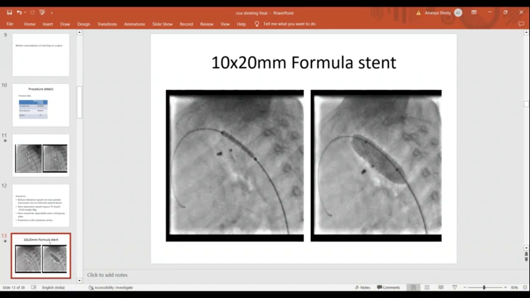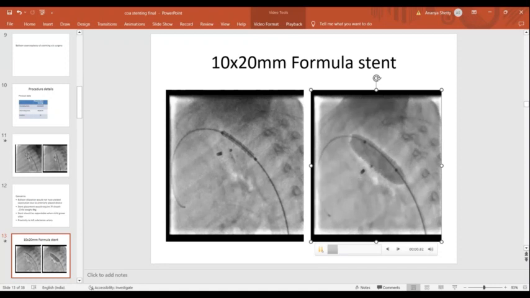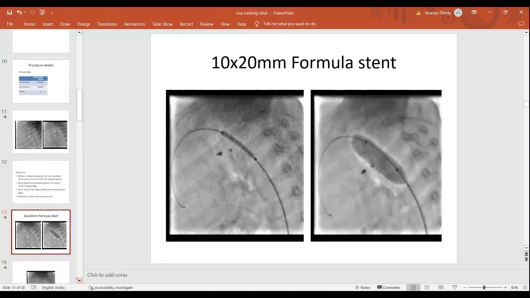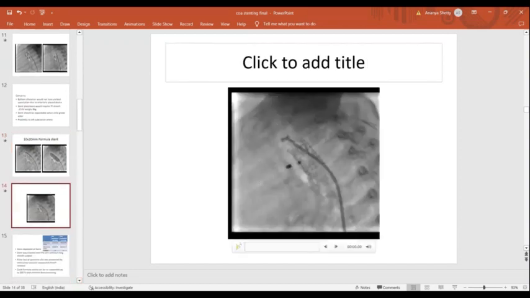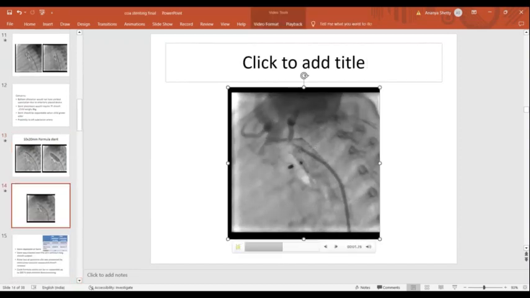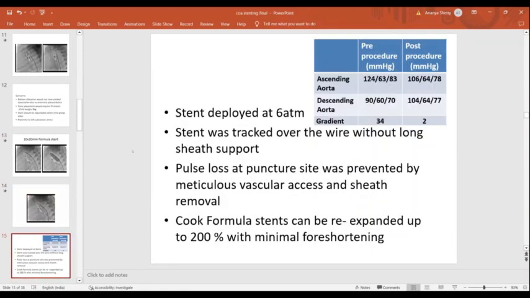Coarctation stenting was done with a 10 by 20 mm Cook formula stent. So here we can see we have done coarctation stenting, and the post-stenting angiogram shows good flow across the coarctation segment, and also we have not jailed the left subclavian artery. And the gradient also reduced from 34 to 2 millimeters of mercury.